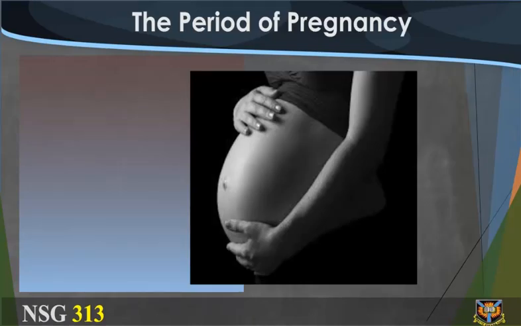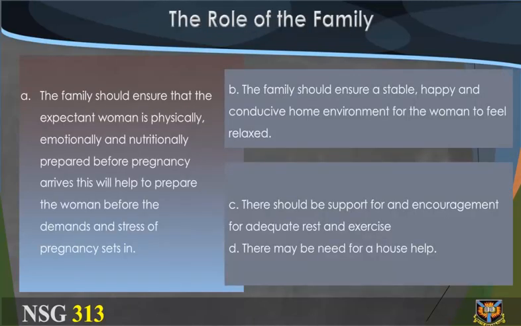The period of pregnancy. The role of the family. A. The family should ensure that the expectant woman is physically, emotionally, and nutritionally prepared before pregnancy arrives. This will help to prepare the woman before the demands and stress of pregnancy set in. B. The family should ensure a stable, happy, and conducive home environment for the woman to feel relaxed.